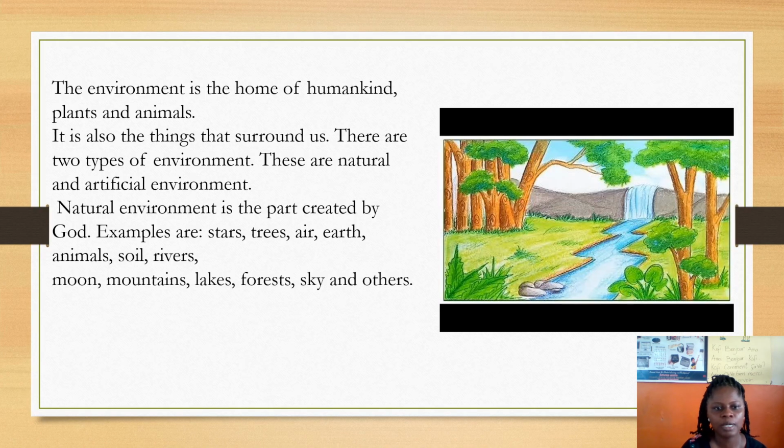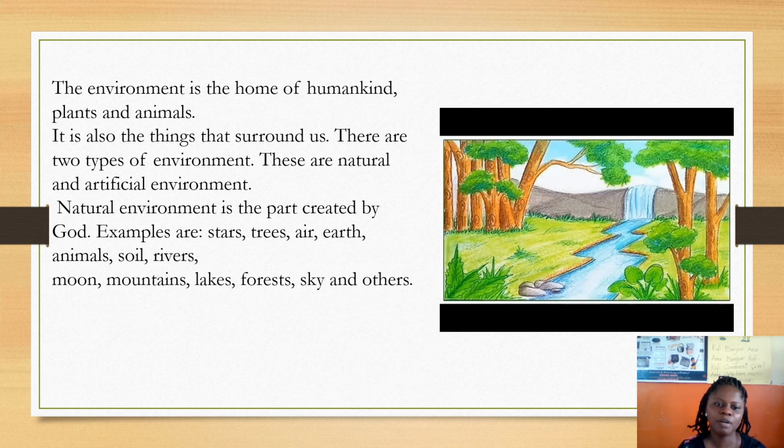So now let us talk about what the environment is. The environment is the home for humankind, plants and animals. It is also the things that surround us. There are basically two types of environment: the natural environment and the artificial environment.